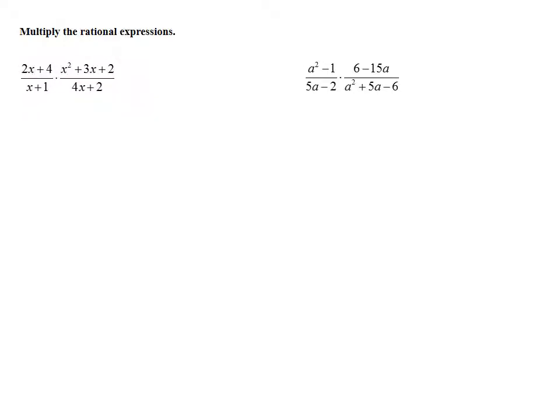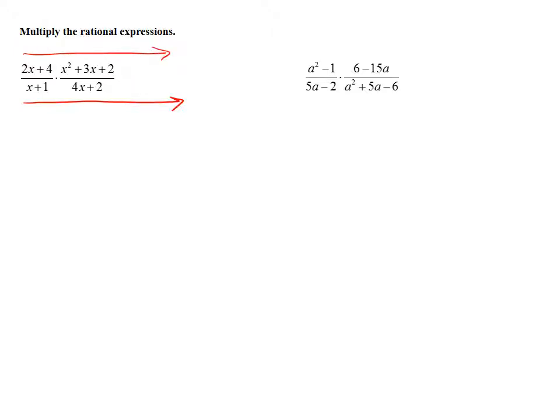So let's look at some examples that have variables in them. Multiplying the fraction 2x plus 4 over x plus 1 times the fraction x squared plus 3x plus 2 over 4x plus 2. When we multiply fractions, recall that we're going to multiply straight across, in this direction. So numerators get multiplied, denominators get multiplied.